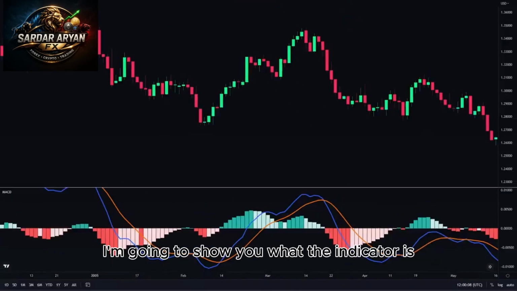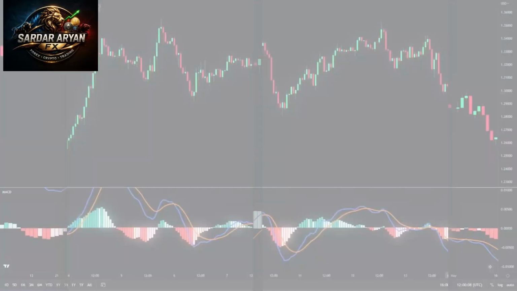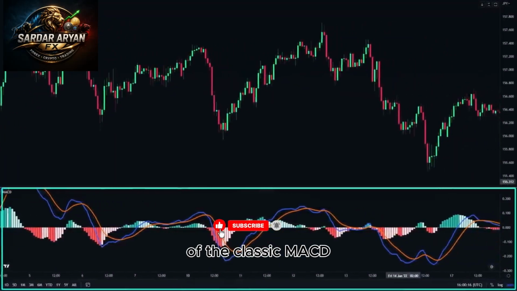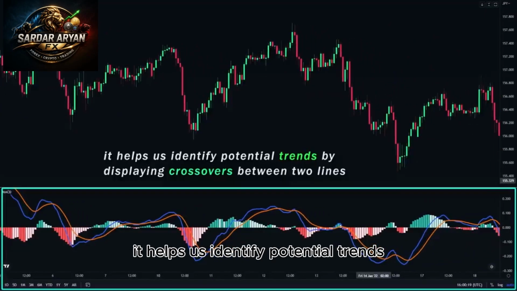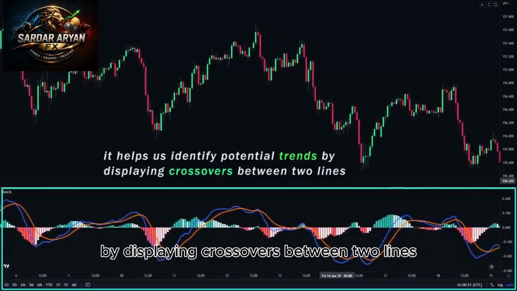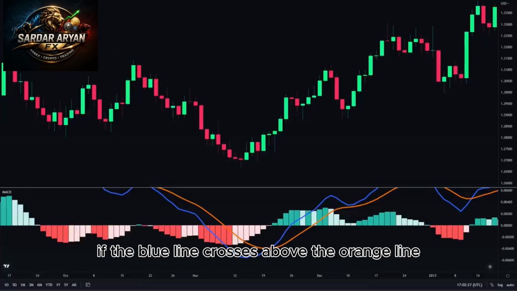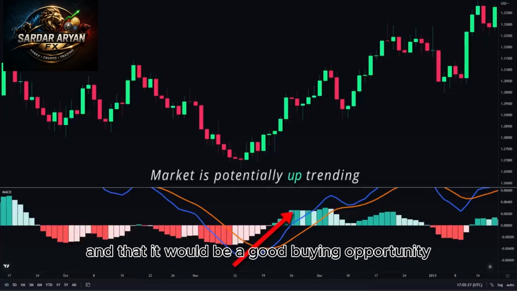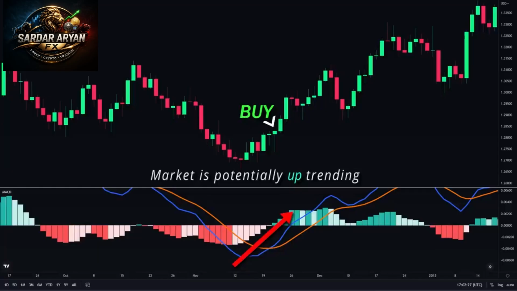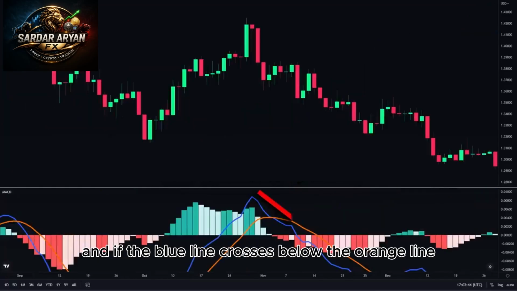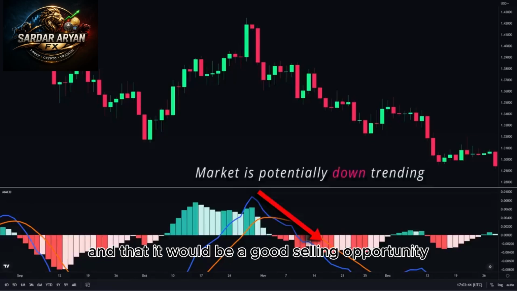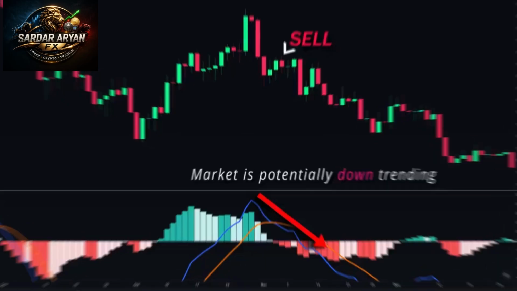I'm going to show you what the indicator is and how it works. So I'm sure all of us are familiar with the mechanics of the classic MACD. It helps us identify potential trends by displaying crossovers between two lines. If the blue line crosses above the orange line, it shows us that the market is potentially uptrending and that it would be a good buying opportunity. And if the blue line crosses below the orange line, it shows us that the market is potentially downtrending and that it would be a good selling opportunity.